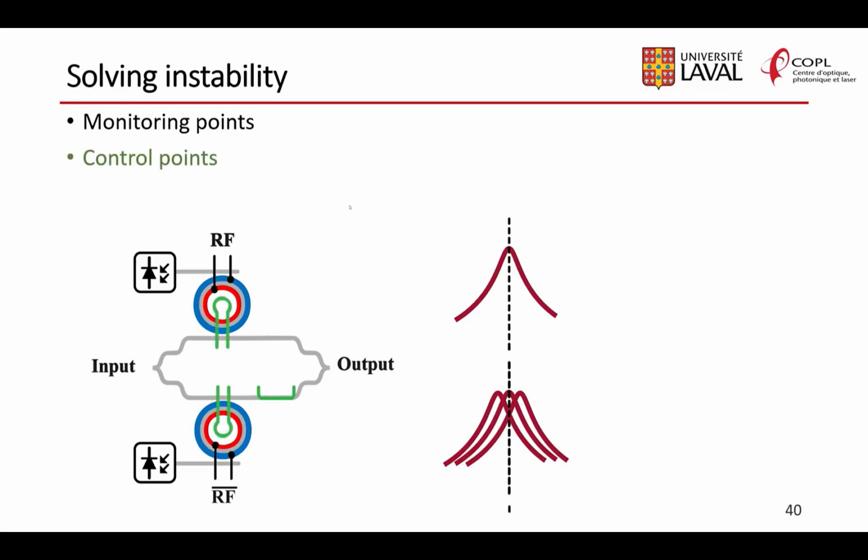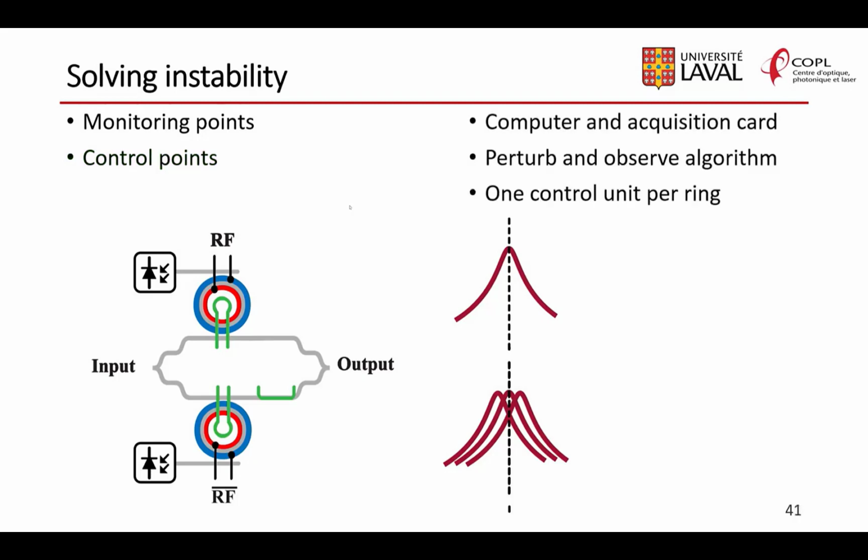Next, we put in heaters so that we can control the drift away from the operating point that we're targeting and bring it back to where we want it. So we use a computer and acquisition card. So we're talking about very, very slow feedback. Although this does add to the complexity of the MRM solution, this is not a super challenging one in terms of the technology required.